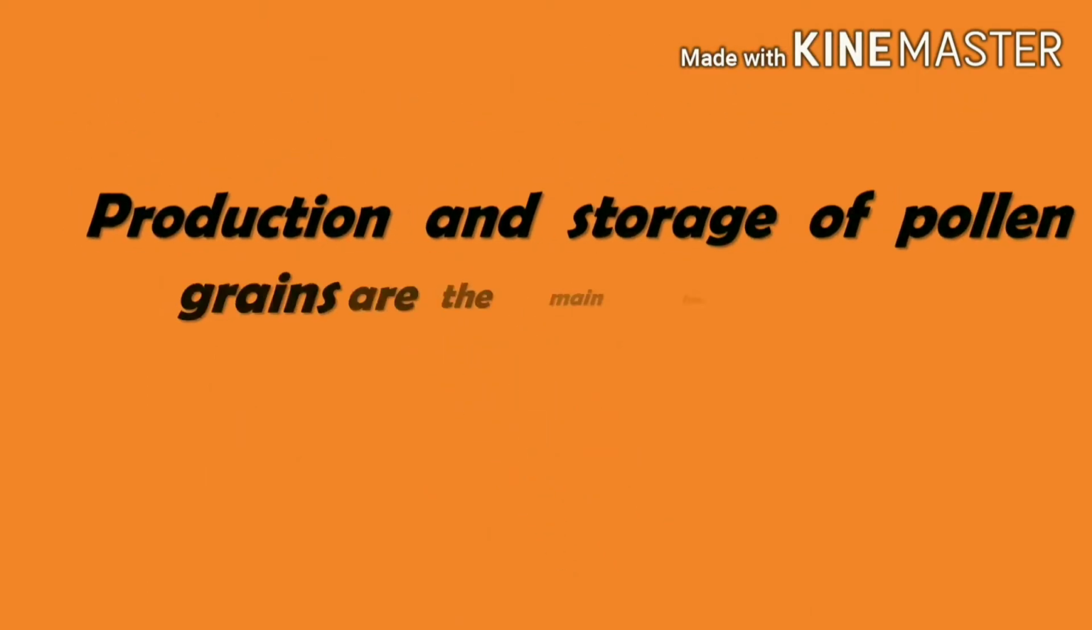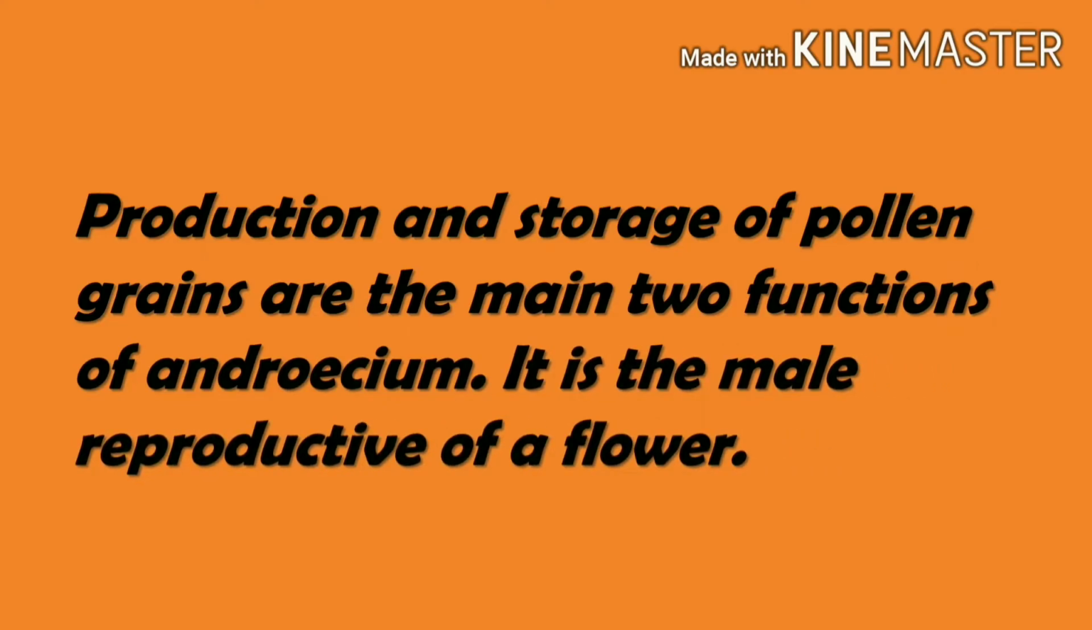Functions. Production and storage of pollen grains are the main two functions of androecium. It is the male reproductive part of a flower. Fourth whorl.